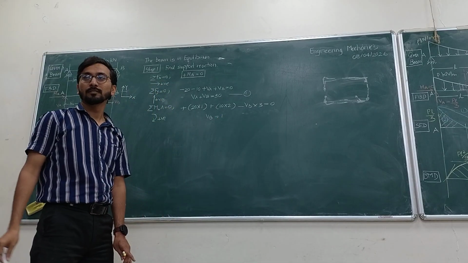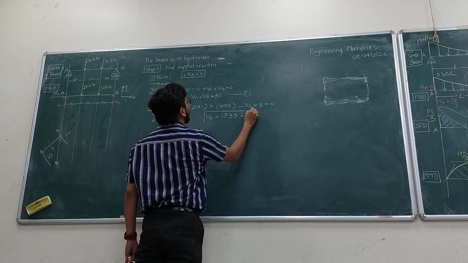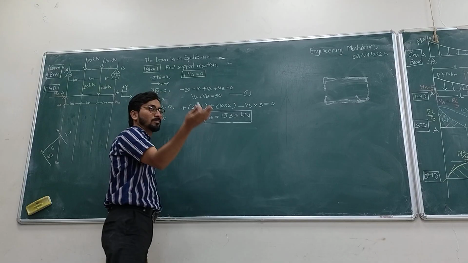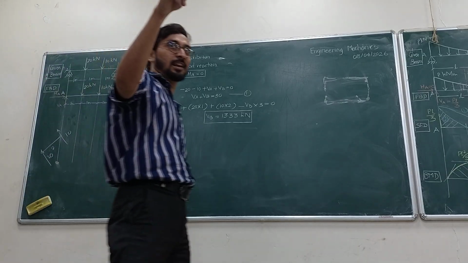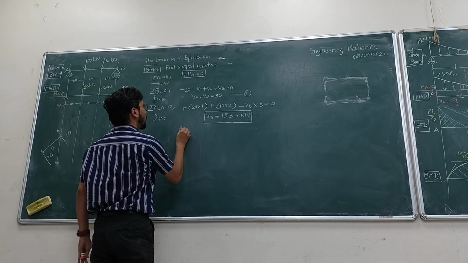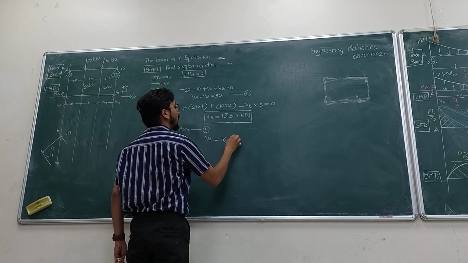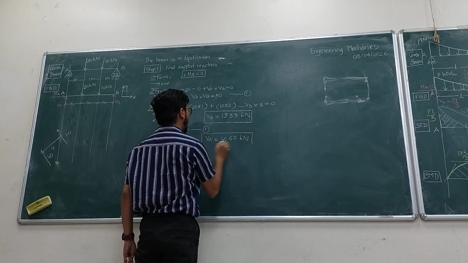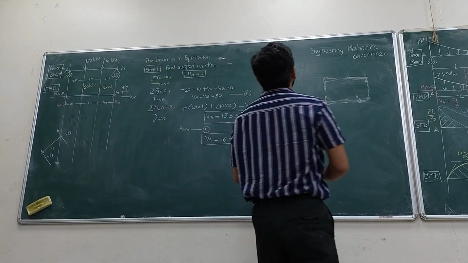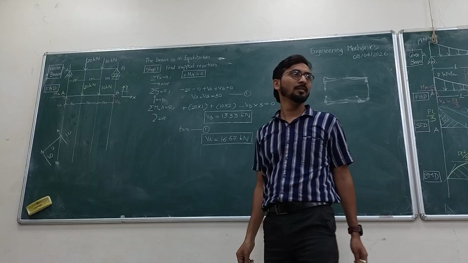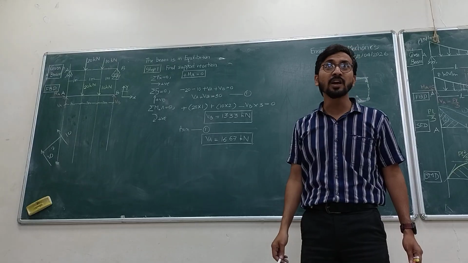VB is 13.3 kilonewton. If you don't write kilonewton, you will lose marks, so you'll have to write this. So from equation 1, VA is how much? 16.67 kilonewton.